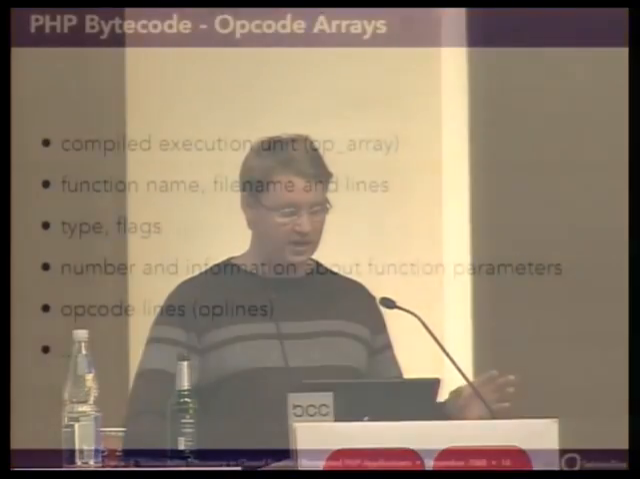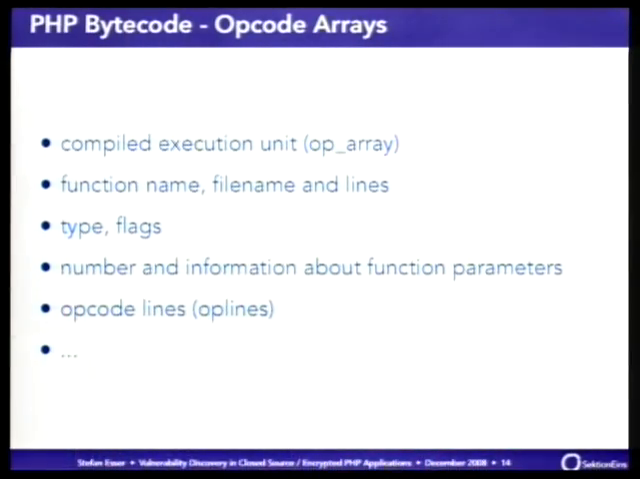So far, I already spoke about PHP bytecode, but what actually is PHP bytecode? When PHP developers talk about PHP bytecode, they usually mean the opcode arrays. And opcode arrays are some internal structure within the Zend engine, and they are the smallest compilation execution unit that exists. And within this structure, there is the function name this opcode array belongs to, there's the file name, and there's the line numbers this was compiled from.